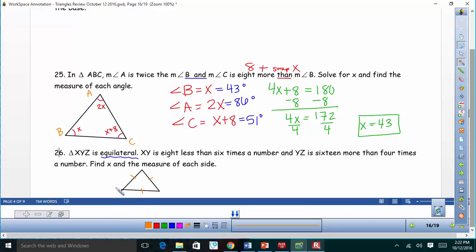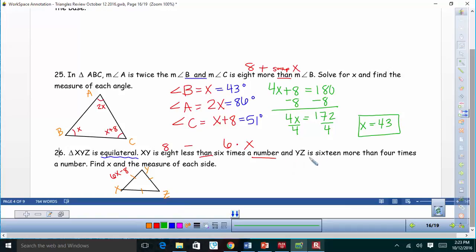It tells me, oh yeah, and label X, Y, and Z. It tells me that measure XY is 8 less than 6 times the number. So 8 less means minus. Remember, than means swaps. And then 6 times, and if we just have a number, we let that be x. So instead of writing 8 minus 6x, we would swap it and write 6x minus 8. Very good.